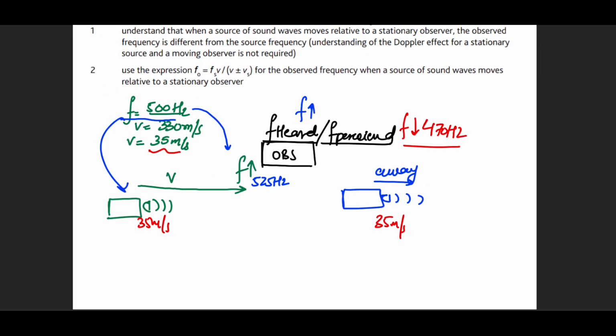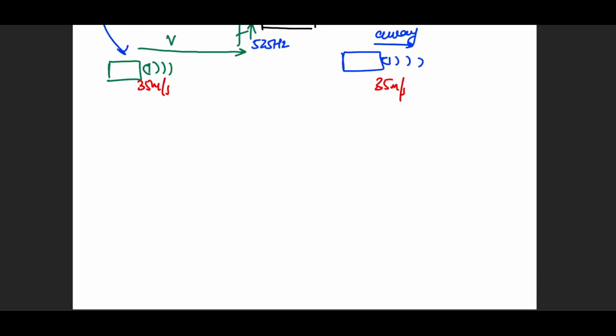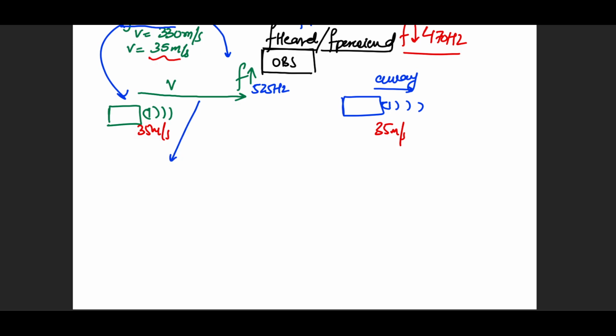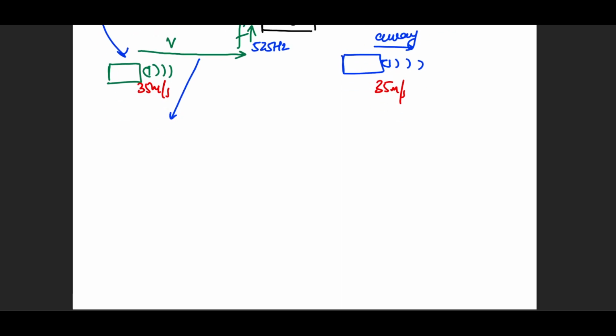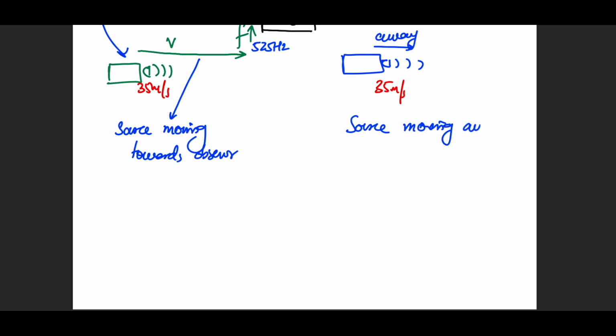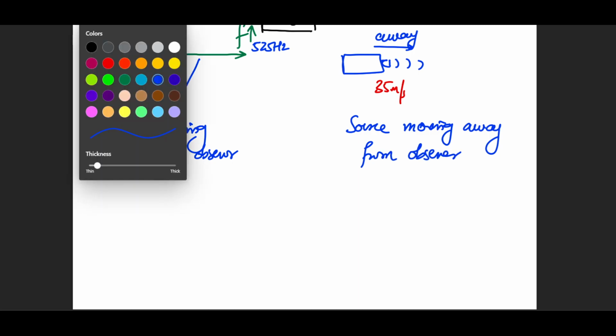Okay, so this is what we discussed, and we saw an animation for that as well. Let's write down a formula for this. So what happens if the object is moving towards the observer? Okay, so we write down that the source is moving towards the observer. And then we have the source moving away from the observer.